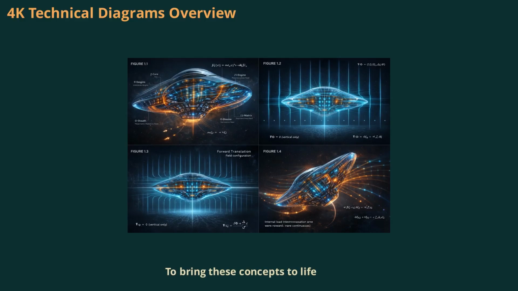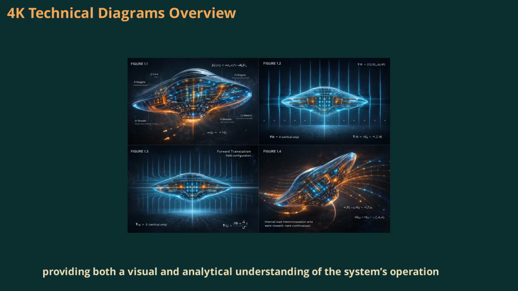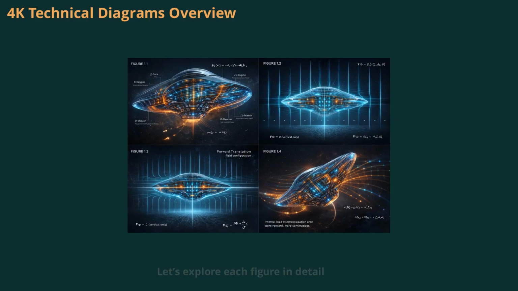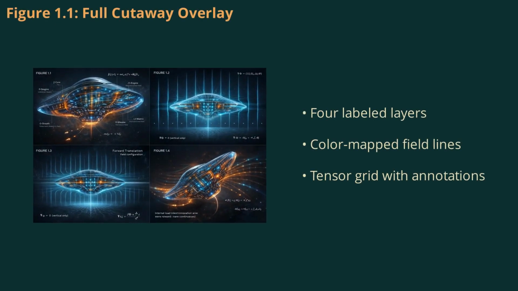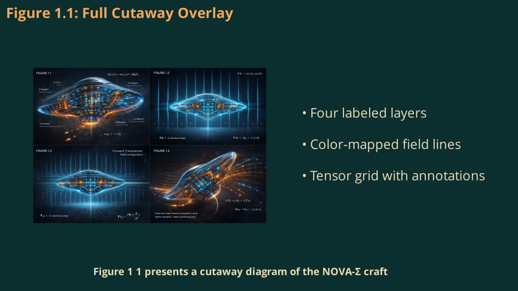Bring these concepts to life. NOVA-Σ is documented with ultra-realistic 4K technical diagrams. These visuals show field lines, tensor grids, and energy flows in cinematic scientific clarity. Each figure overlays mathematical equations and vector annotations, providing both a visual and analytical understanding of the system's operation. Let's explore each figure in detail, starting with the full cutaway field overlay. Figure 1.1 presents a cutaway diagram of the NOVA-Σ craft, revealing its 4 concentric internal layers.